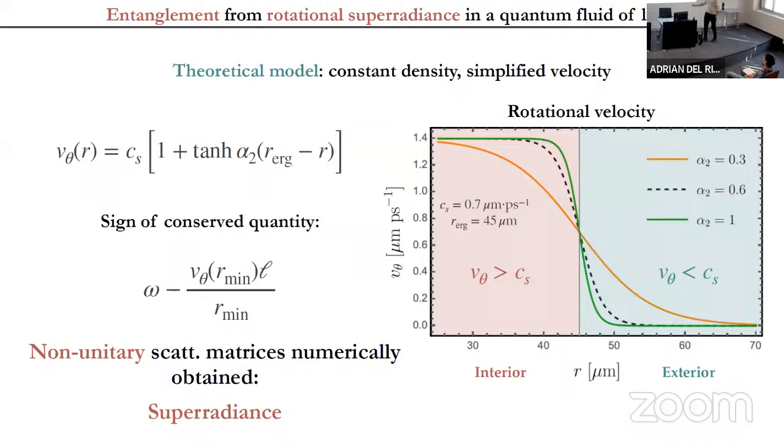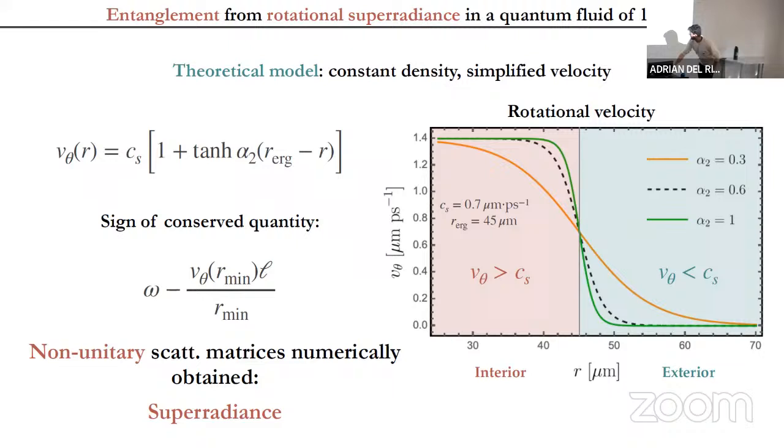The conserved quantity associated to the perturbations of this polariton fluid is given by this expression. You can see that this combination is basically the rotational velocity of the fluid in the inner part of the ring. Then this is the angular number of the mode. And if you remember, in Kerr black holes, this part would be what you call omega horizon. In this case, it's just the omega of the inner part of the ring. We have basically obtained the modes numerically for the system, and then the scattering matrix by fitting the coefficients with arbitrary amplitudes for ingoing and outgoing waves. And we have seen that there are non-unitary scattering matrices, so we have superradiant scattering in this kind of configuration.